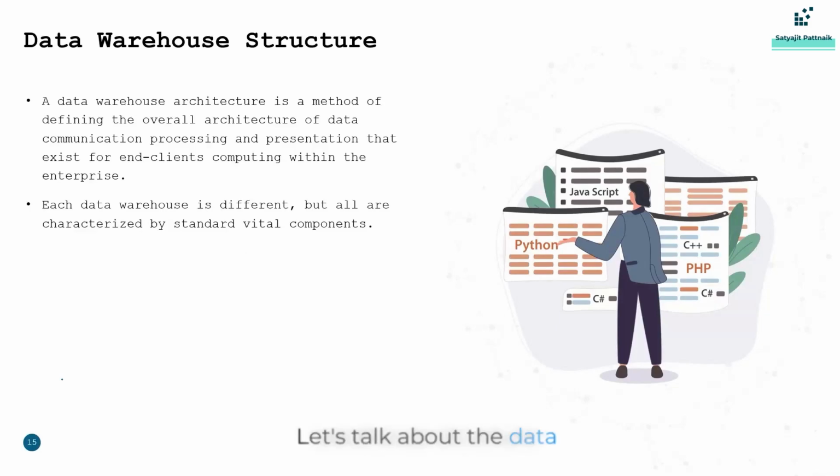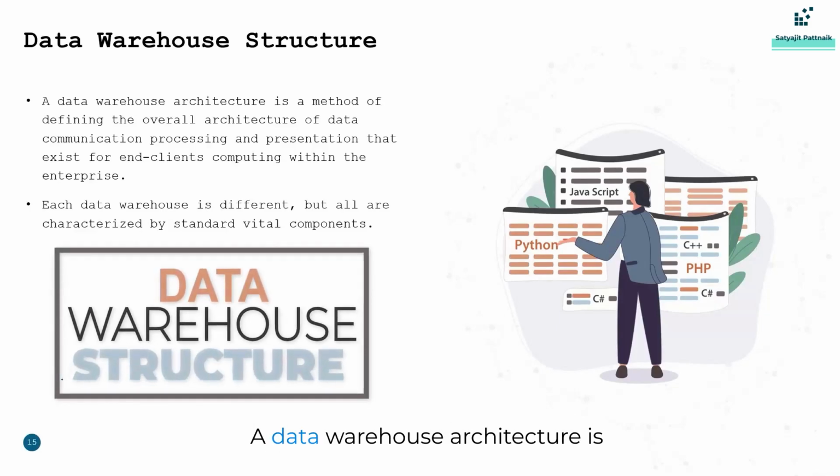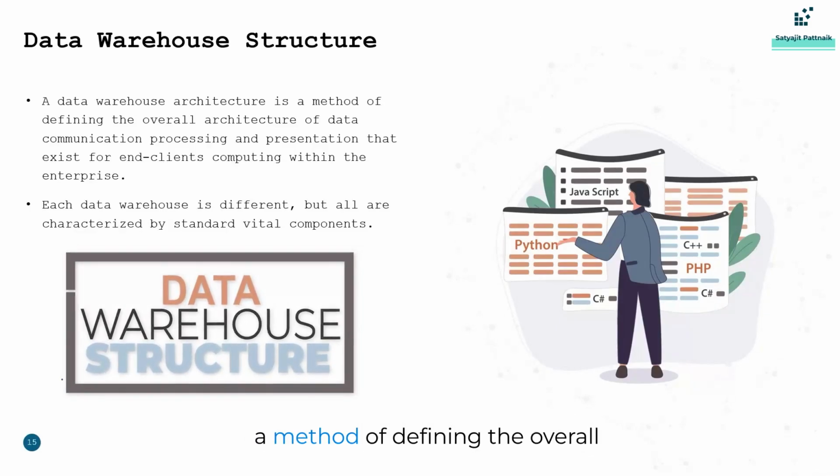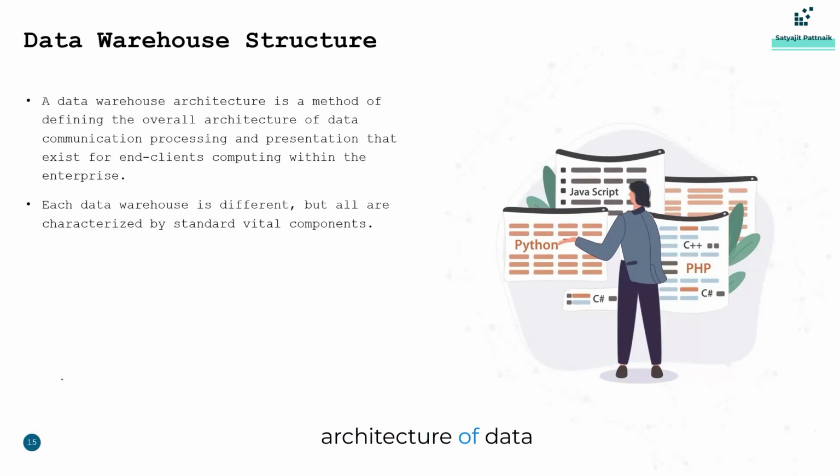Let's talk about the data warehouse structure. A data warehouse architecture is a method of defining the overall architecture of data communication, processing, and presentation that exists for end client computing within the enterprise. Each data warehouse is different, but all are characterized by standard vital components. Majorly speaking, there are three types of data warehousing structure. But how does a generalized data warehousing structure look like?